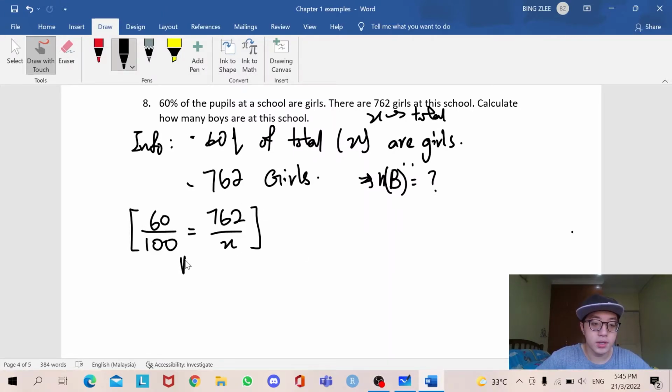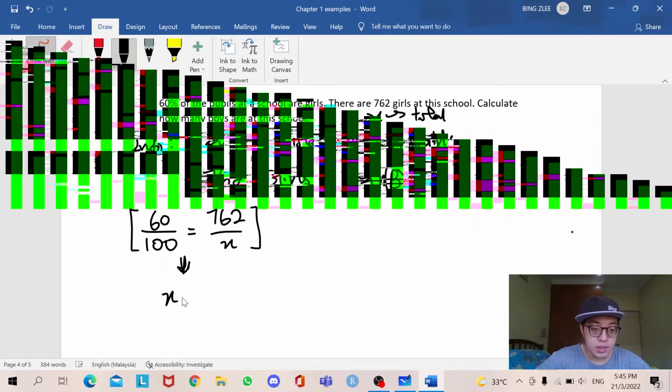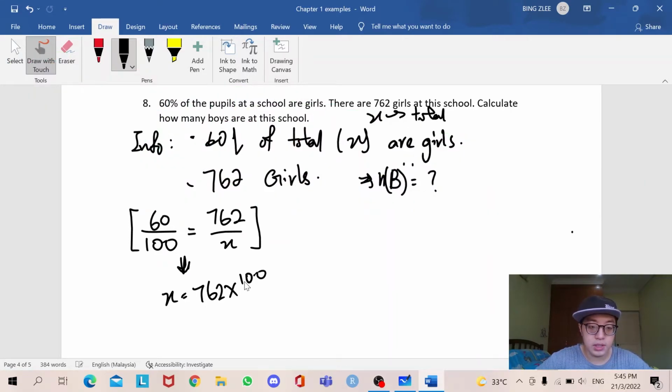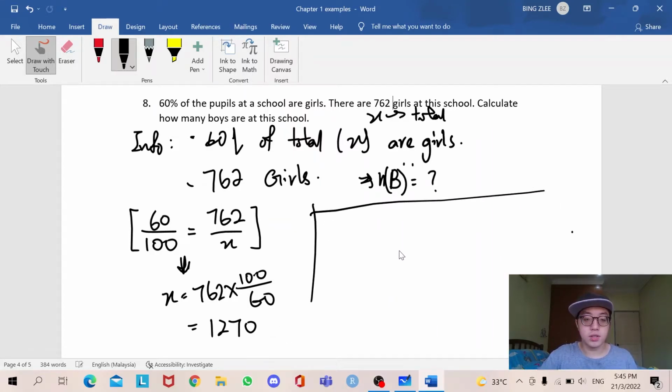And from here, you can find out that X is equals to 762 times 100 divided by 60. Then from here, you can get your total number of pupils to be 1270. All right, so from here, there are two methods to actually get the number of boys. Number of boys for method number 1 can be equals to the total number minus girls.